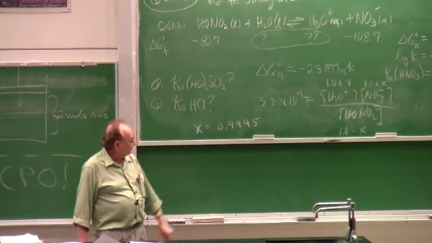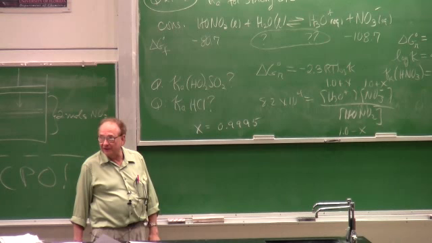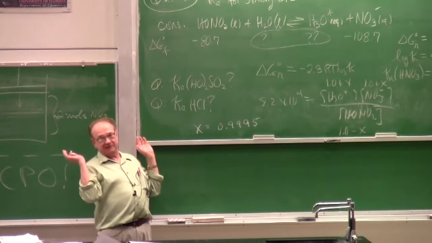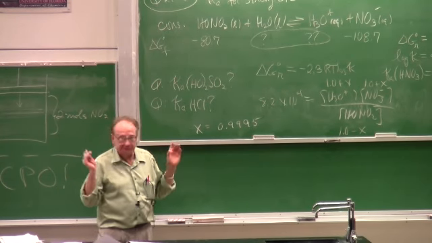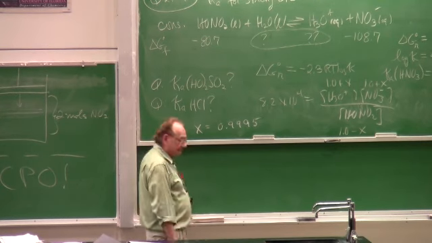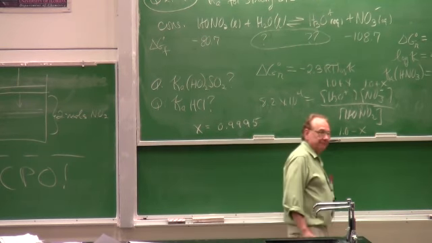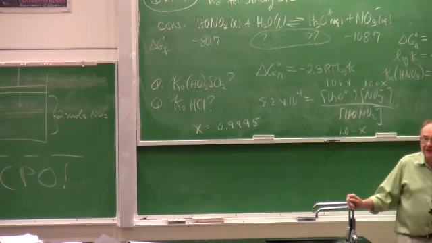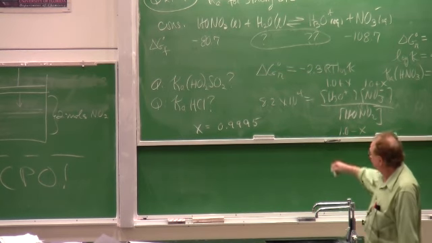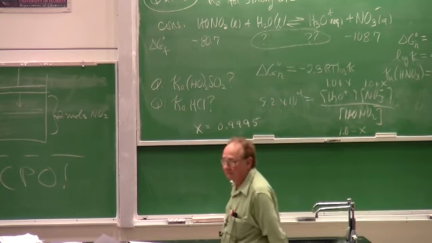Here it is. 99.95%. Hey, I'm taking that as 100%. All right? Now then, you know how to get Ka for sulfuric acid.